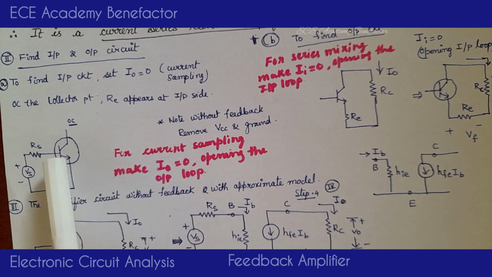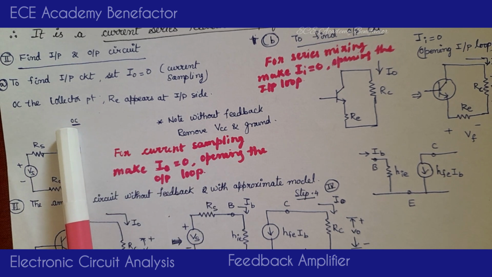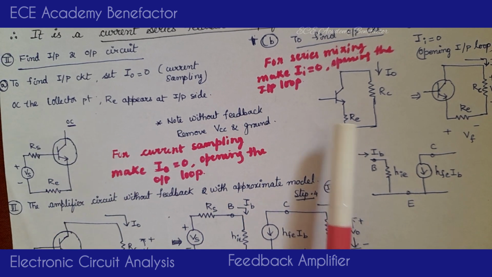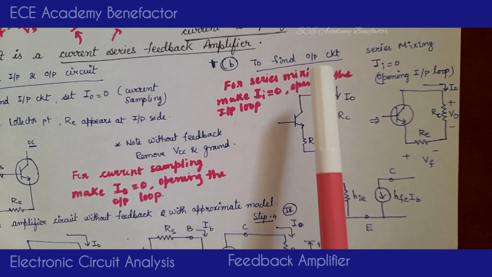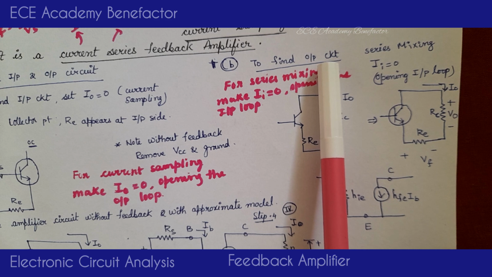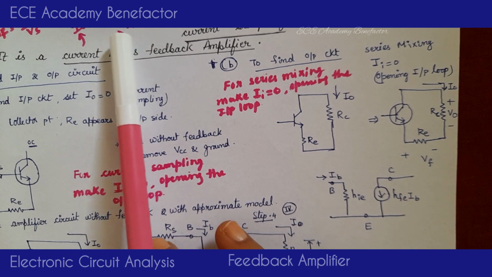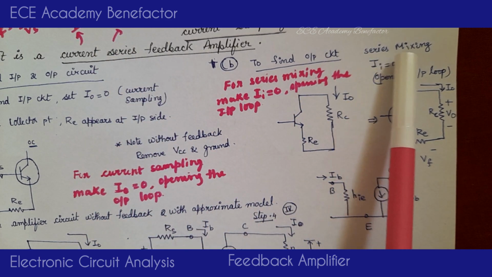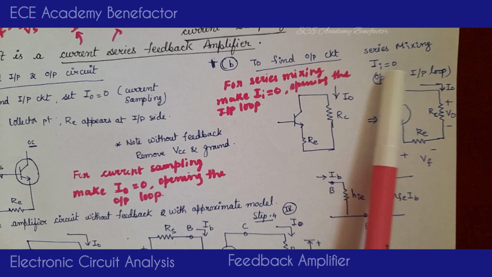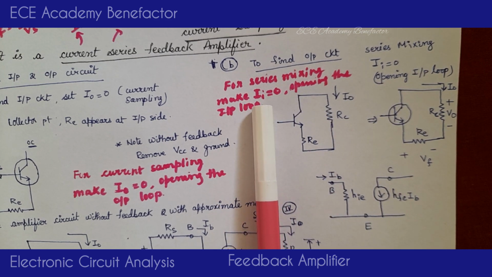So what did you understand? How to draw the input circuit now? For current sampling, make I0 0, that is, open the output loop. Now let us draw the output circuit. To find the output circuit, we have to find what type of mixing it is. We need to see what mixing is done at the input side. It is series mixing. So as it is series mixing, you have to make Ii 0. For series mixing, make the input current Ii 0.